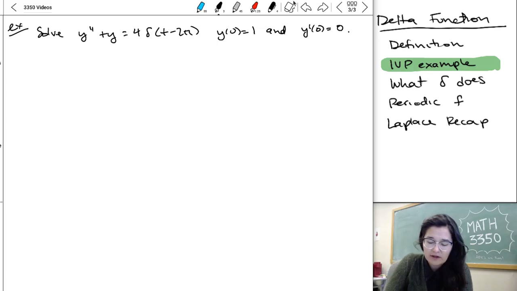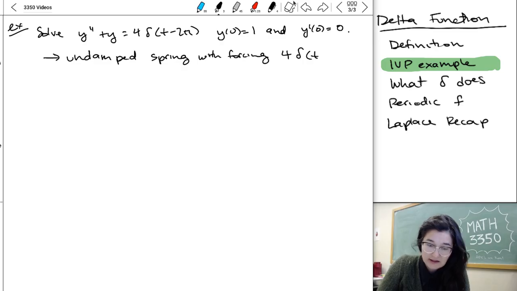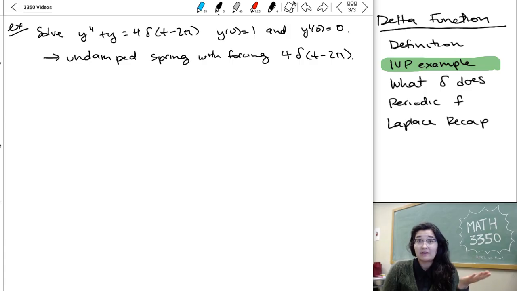And I'd just like to note that this is the same differential equation as you'd have for an undamped spring with forcing term given by the right-hand side, 4 delta of t minus 2 pi. So that forcing term is going to be like you give one big push to the spring at the time exactly 2 pi, and then you don't do anything else.